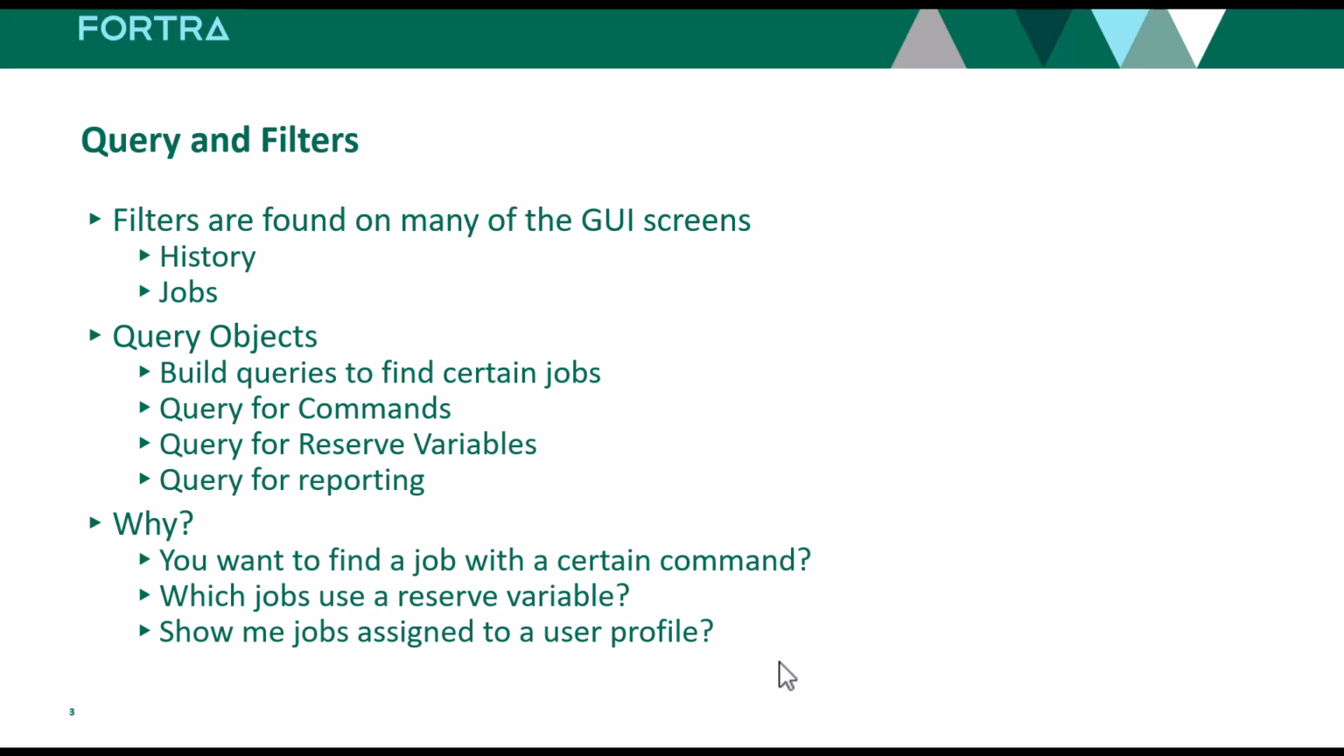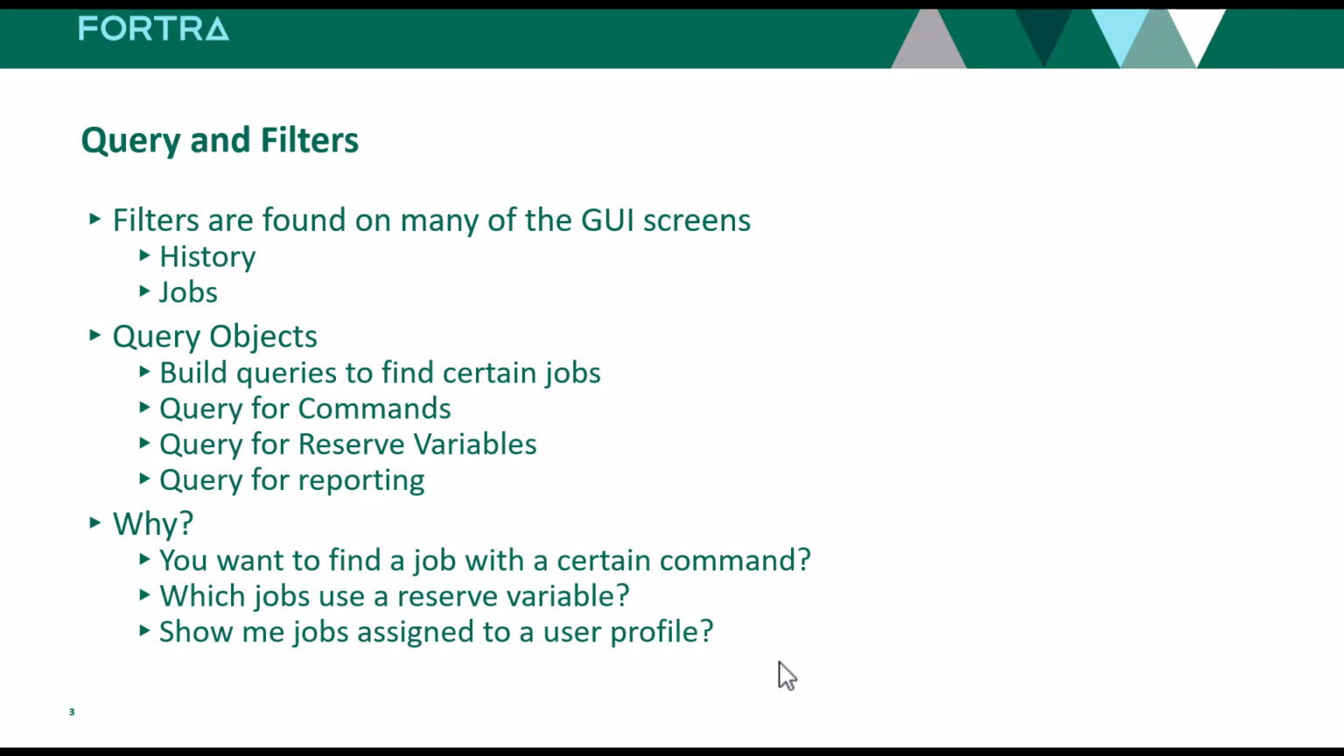The query object actually exists in both green screen and in the GUI. So you can build queries to find certain jobs, query for commands, query for reserved variables, put queries in front of your reporting. So why do we do this? You want to find a job with a certain command. You can do a partial command string, and you can find all the jobs that are using that command.